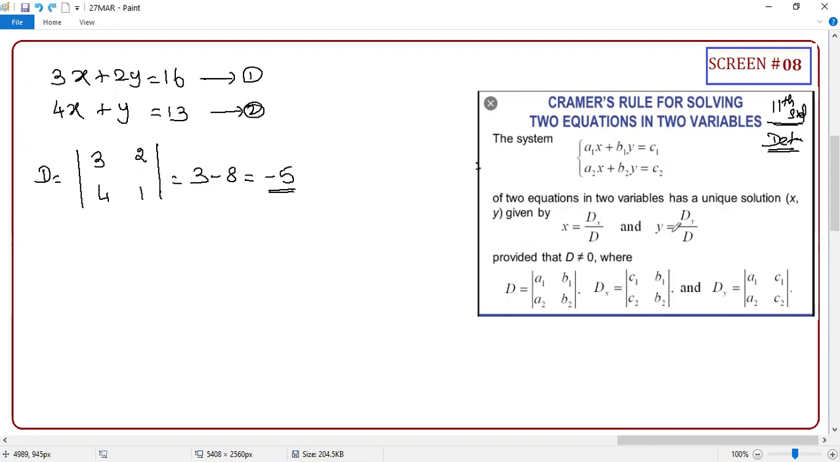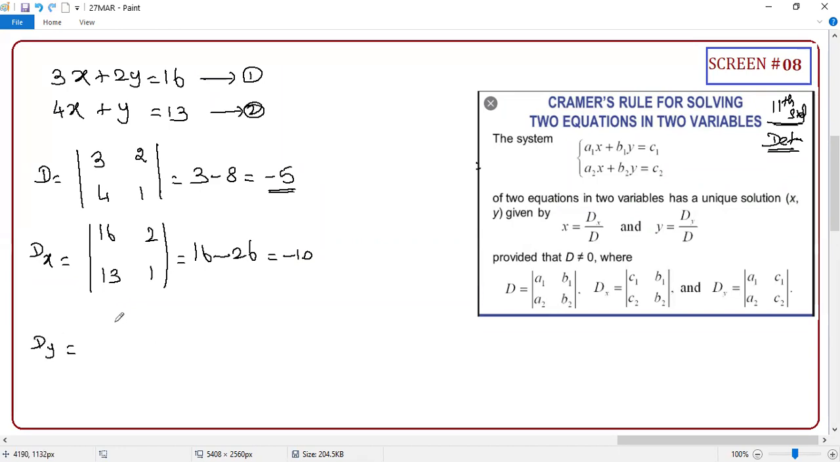Now I'm going to teach you how to find Dx and Dy. Dx, student, this is actually the x component. 3, 4 is the x component. In place of the x coefficients, use the constant values: 16, 13, and 2, 1. In D, instead of the x values, you substitute these. That's all. Now what is the rule? Same rule. 16 minus this value, 26. What is the answer? Minus 10. Khatam, over.